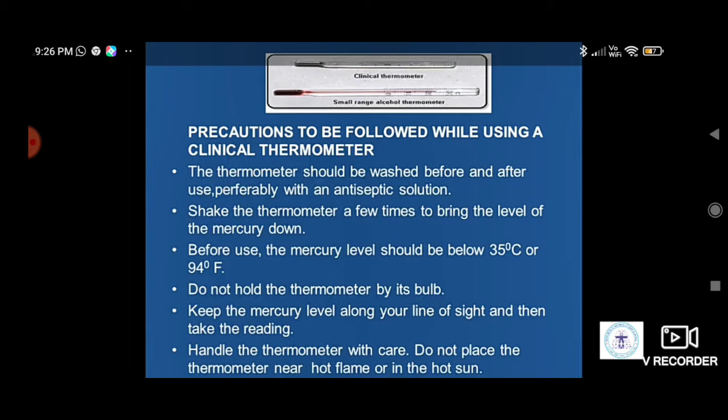Then do not hold the thermometer by its bulb. Keep the mercury level along your line of sight and then take the reading. Then handle the thermometer with care. Do not place the thermometer near a hot flame or in hot sun. So how to use the clinical thermometer, you know very well.